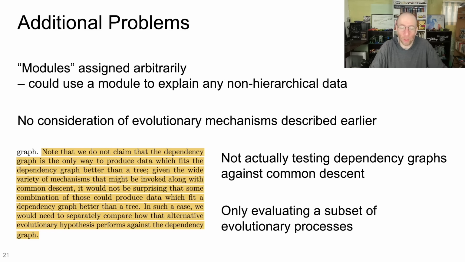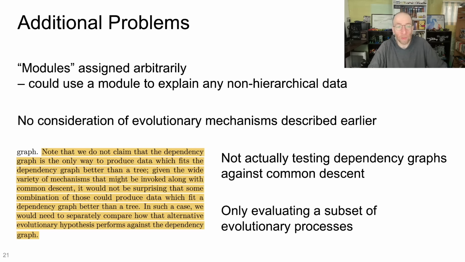Right? So he wrote, and again, sorry for the long quote, but I want to make sure I'm getting the words right. He wrote, "Note that we do not claim that the dependency graph is the only way to produce data which fits the dependency graph better than a tree. Given the wide variety of mechanisms that might be invoked along with common descent, it would not be surprising that some combination of those could produce data which fit a dependency graph better than a tree. In such a case, we would need to separately compare how that alternative evolutionary hypothesis performs against the dependency graph."